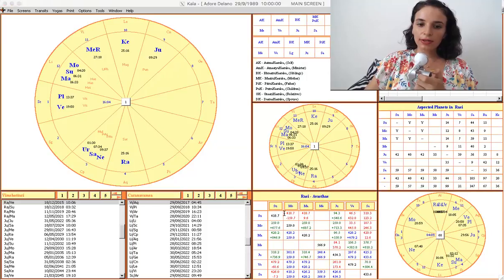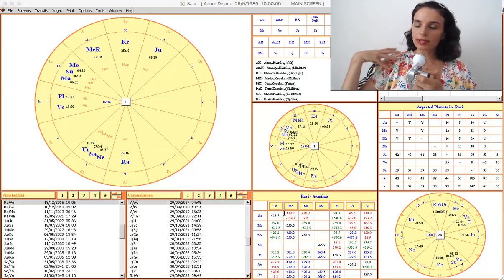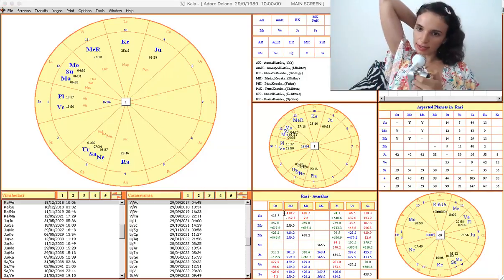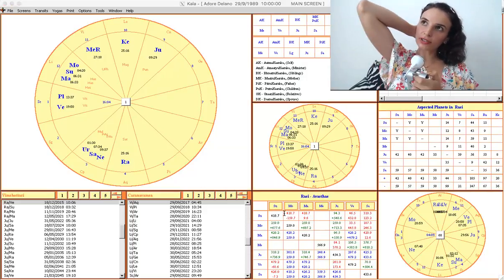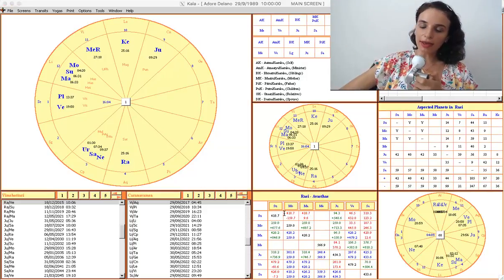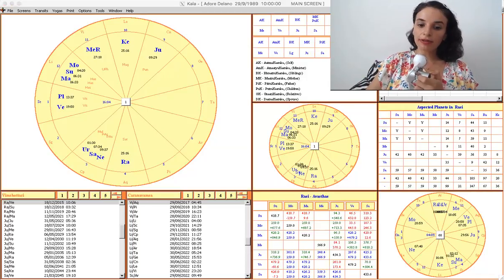Okay, now let's go to the 11th. The 11th is, as we mentioned before, an upachaya house. So it's a house that gives results after a lot of effort and after a long time. And the 11th from the 11th is, let's see, 1, 2, 3, 4, 5, 6, 7, 8, 9, 10, 11, the 9th.